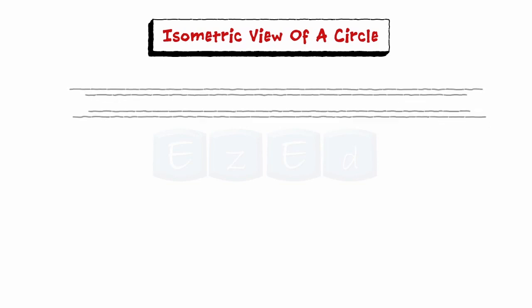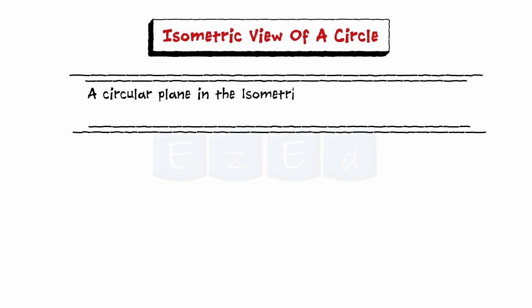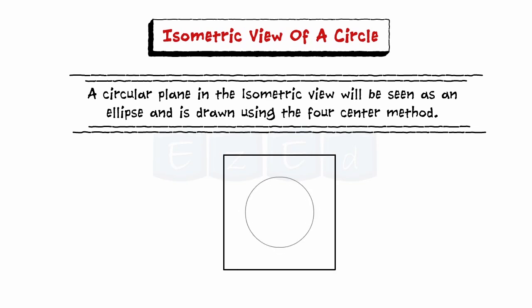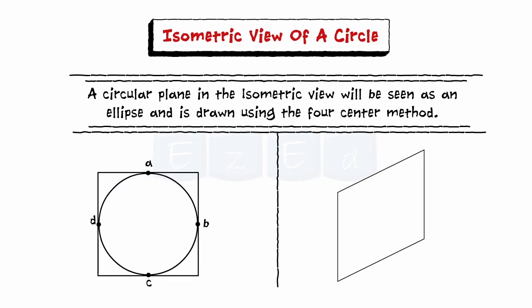Now let us draw isometric view of a circle by 4-center method. A circular plane in the isometric view will be seen as an ellipse and is drawn using the 4-center method. The first step encloses the circle in a square plane, touching it at points A, B, C, and D. Then draw the isometric view of the square plane as shown. For drawing the ellipse, first draw the center lines and mark the points A, B, C, D as shown.